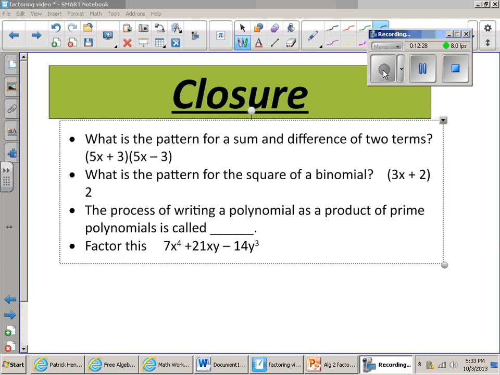Alright, in closure, see if you can find the pattern of sum and difference. Actually, the only thing that's new here is the third one and the fourth one. You should have done the first 2 closures. See if you can do them again. They should have been in the last lesson.